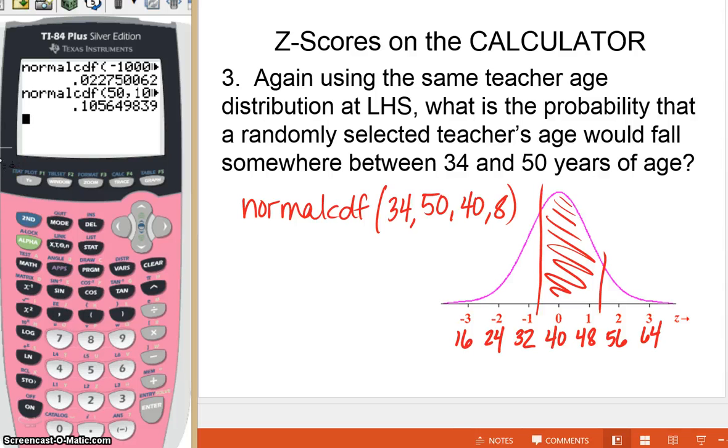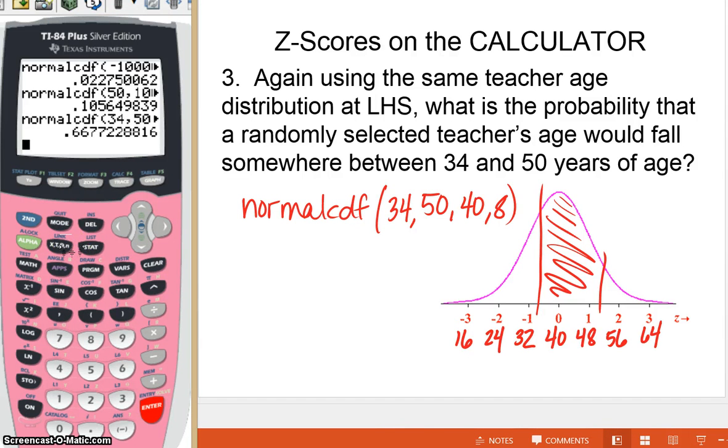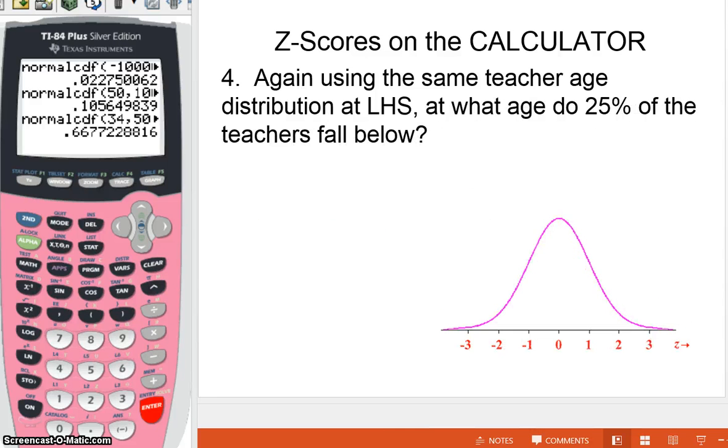So you're going to go ahead and type that in. One thing you can do from here also is to do second enter to pull your normal CDF back up. If you're just changing one little number, that sometimes helps. And we get 66.8%. So 66.8% fall between the ages of 34 and 50.